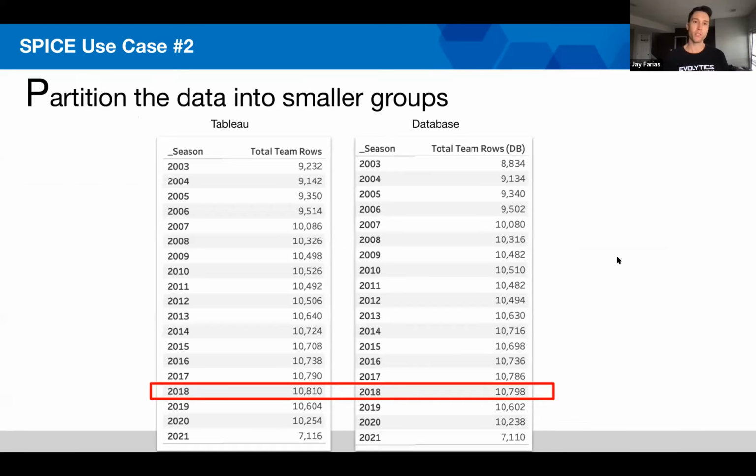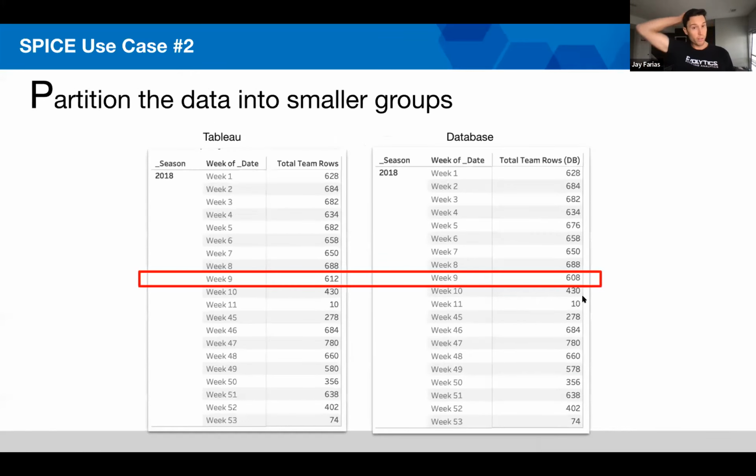So the first thing we're going to do is partition the data into smaller groups. I'm doing it by season for this one, using a date field, just to check to see if it's one year or the most recent ones or something. And all of them seem to be a little off. So I'm just going to pick 2018. There seem to be 12 total team rows, so 12 denominator records that are different.